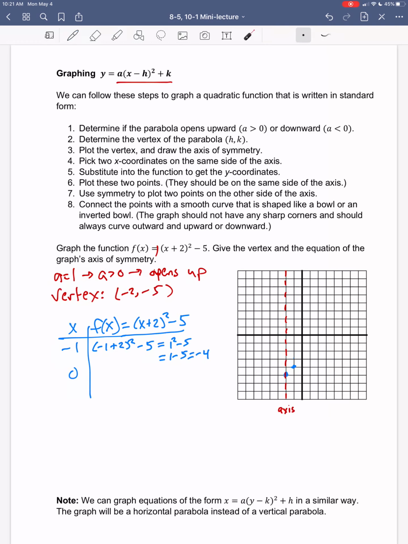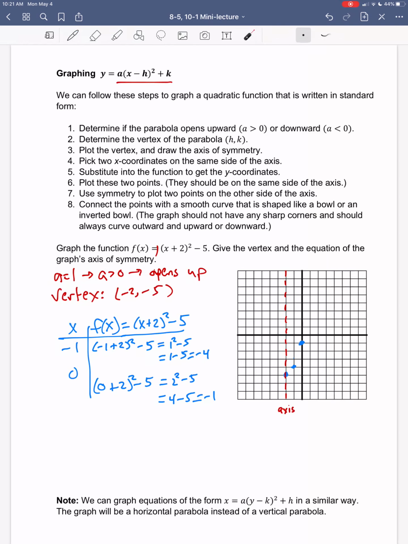So I went 1 to the right of the axis. Now I go 2 to the right. So I went from -2 to -1. Now I'm going to go to 0. That's what I've got here. So I plug 0 in. So we get 0 plus 2 quantity squared minus 5. That's going to be 2 squared minus 5. That's going to be 4 minus 5, which is negative 1. So I plug in 0 and I get negative 1. So I've got those points so far.